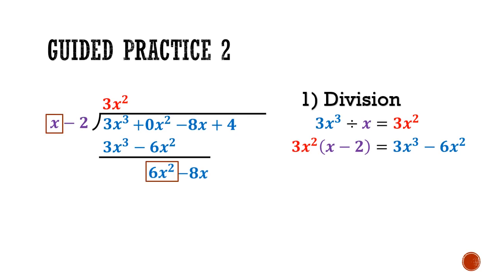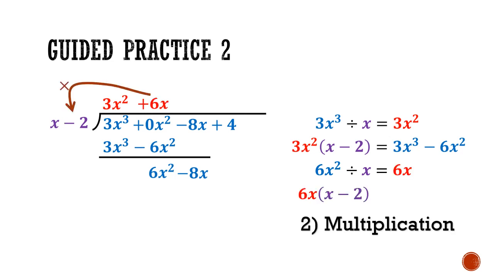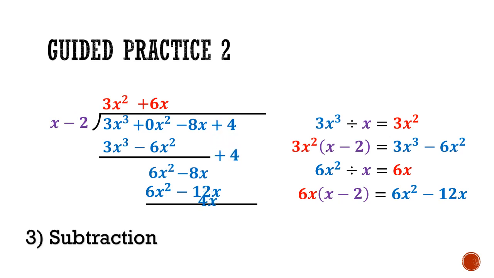Then we start again. We divide the leading term 6x squared by x. This gives us 6x. We multiply 6x by the divisor x minus 2 to get 6x squared minus 12x. And we subtract that from 6x squared minus 8x. The 6x squared terms are going to cancel out. Negative 8x minus negative 12x will give us positive 4x, and we bring the 4 down.